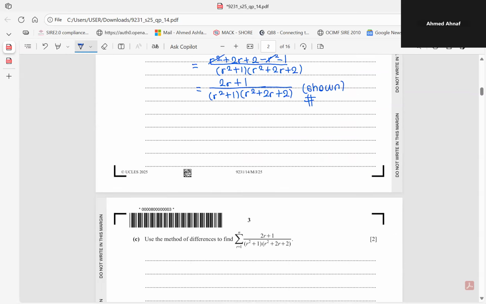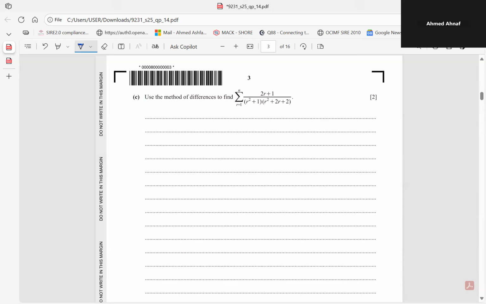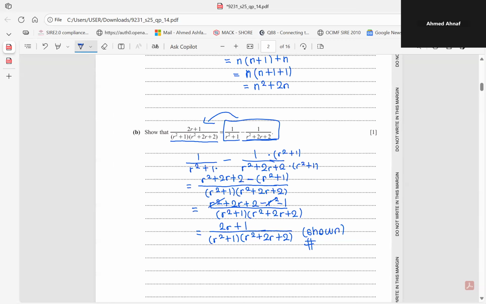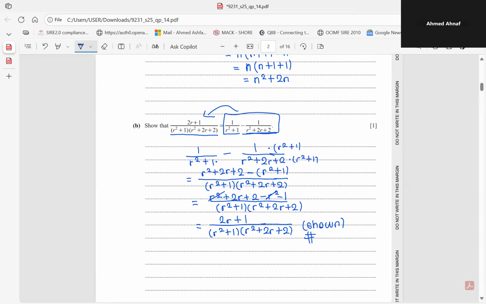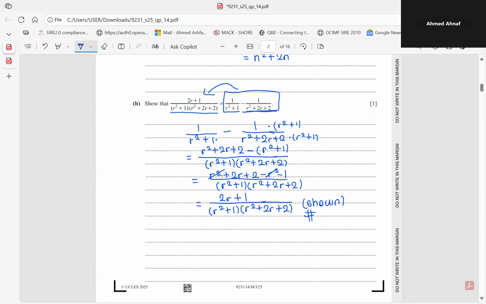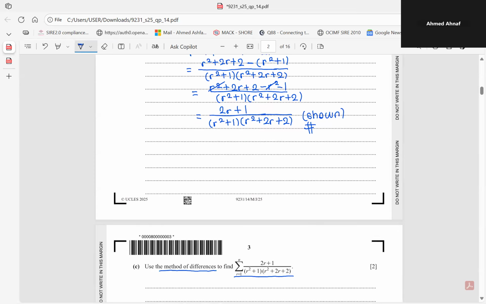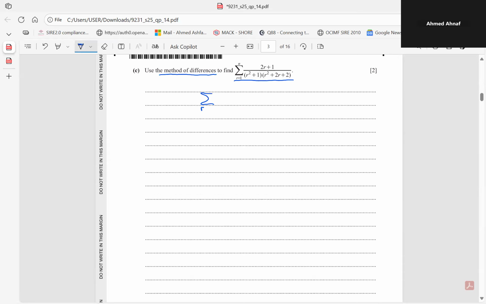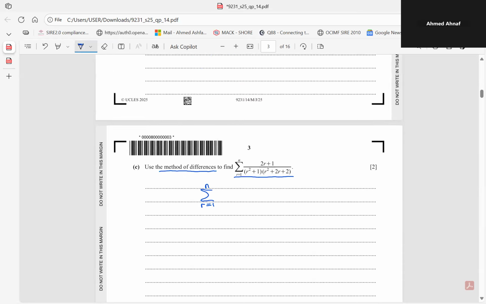So this is our final answer for this part. Let's head on to the next part. Okay, and now we're going to have to use the method of differences to find this expression. So this expression inside the summation is the exact same expression that we re-expressed in terms of a difference. And if you want to use the method of differences, that's the first requirement: you should express it in terms of a difference of two functions. So let's write it as that using our answer to the previous part.